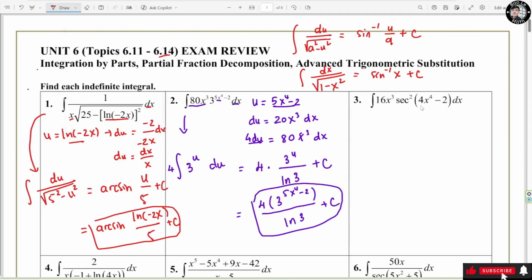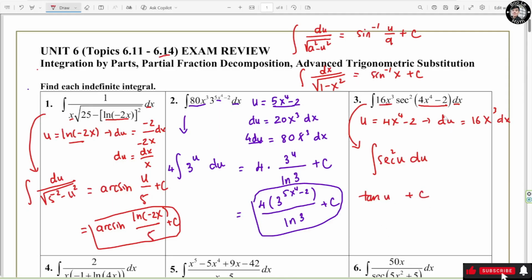Now question 3. Observe that if you let u be the one inside the parenthesis and you take the derivative, it's going to be s cubed right here. So I'm going to let u be 4s to the 4 minus 2. Then du equals 16s cubed ds, so this becomes 16s cubed ds, actually du. So I put du right here. Now I have secant squared of u. Now the antiderivative of secant squared is going to be tangent, so it could be tangent u plus c. But u equals this one, so it could be tangent of 4s to the 4 minus 2 plus c. This one is the final answer.